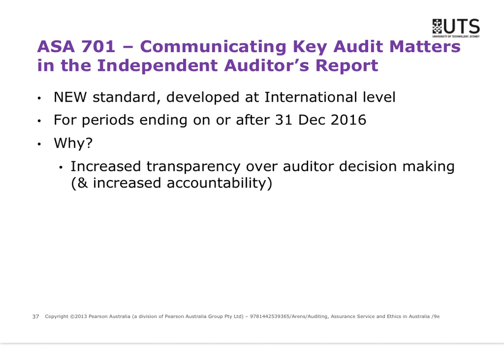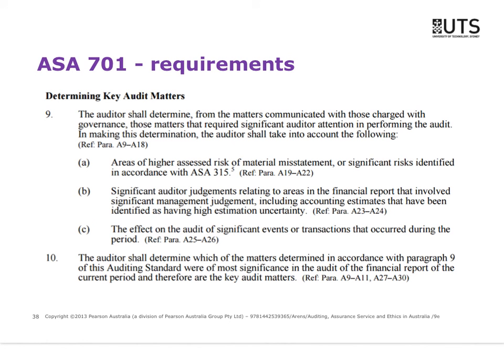Okay, ASA 701, this is really critical, and this is going to be probably the biggest issue for auditors, I think, in the next couple of years. It starts for companies with year ends of 31st of December, and it's about having transparency over decision making. So the auditing standard says, in some very nice words, we shall determine matters that required significant attention in the audit, and we shall disclose those as key audit matters.